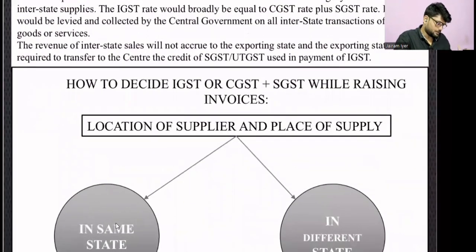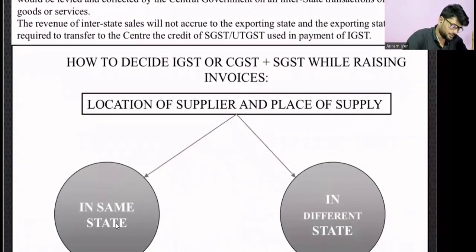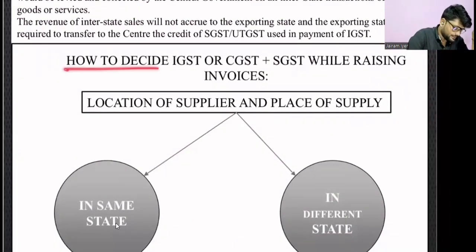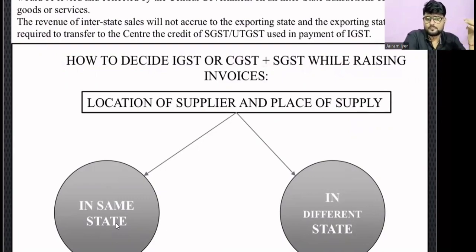Now see, this one we have discussed at the very beginning of this session: how to decide IGST or CGST plus SGST while raising invoices. How to decide? Sir, if it is in the same state, then intra-state, then CGST, SGST. If it will be in a different state, then there will be IGST. Correct. This is very correct.